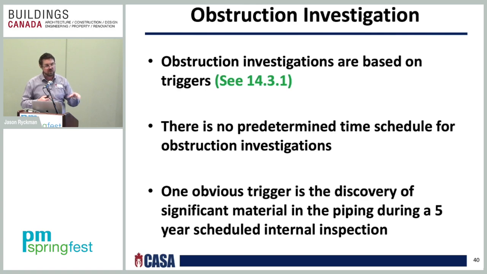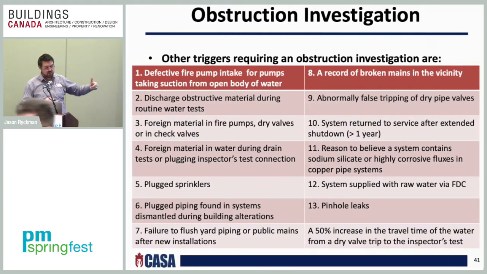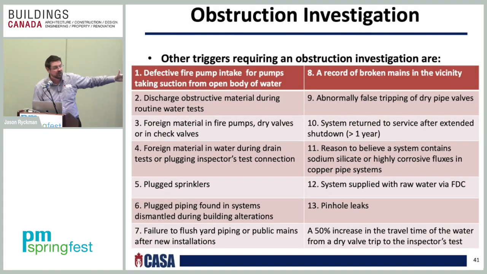While internal inspections are time-based, as we mentioned, every 5 years, there is no time requirement for an obstruction investigation. They are solely based on what we call triggers. And this was very confusing in the editions prior to the 2011 edition of NFPA 25. So some of those triggers include the following. There's a total of 14 different triggers, okay?